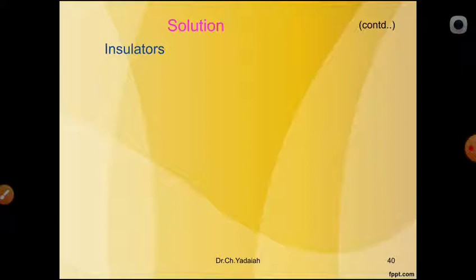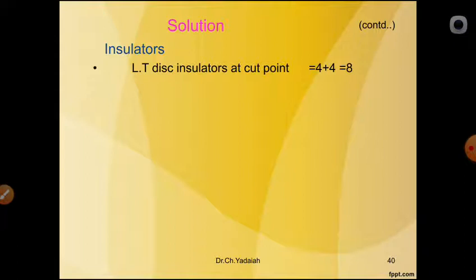Now after that, insulators. We calculated the number of poles and the length of the conductors. Now we are going to find the number of insulators. There are different types of insulators. As we already know, under normal running condition we use the pin type insulators. At the end we use the strain insulators, that is the shackle insulators. Here we can say LT disc insulators at the cut point.